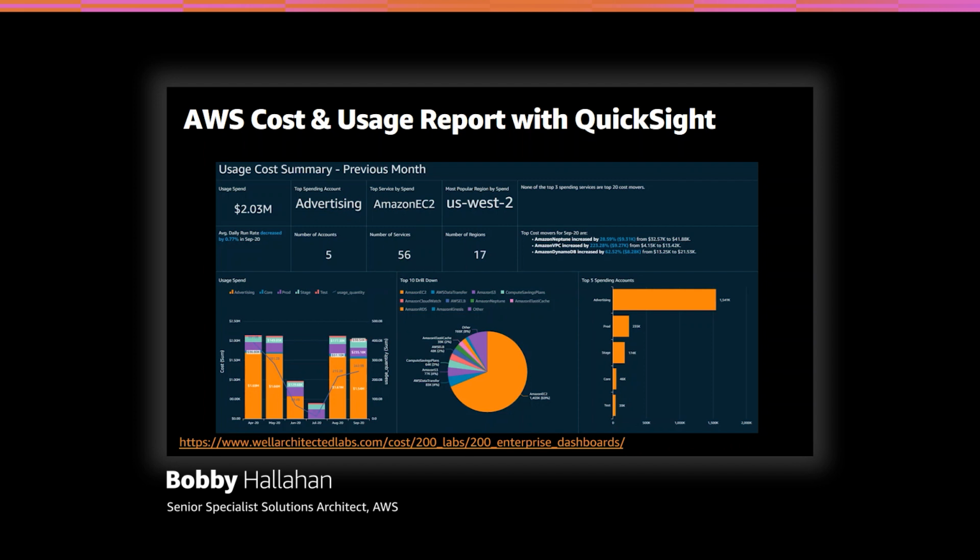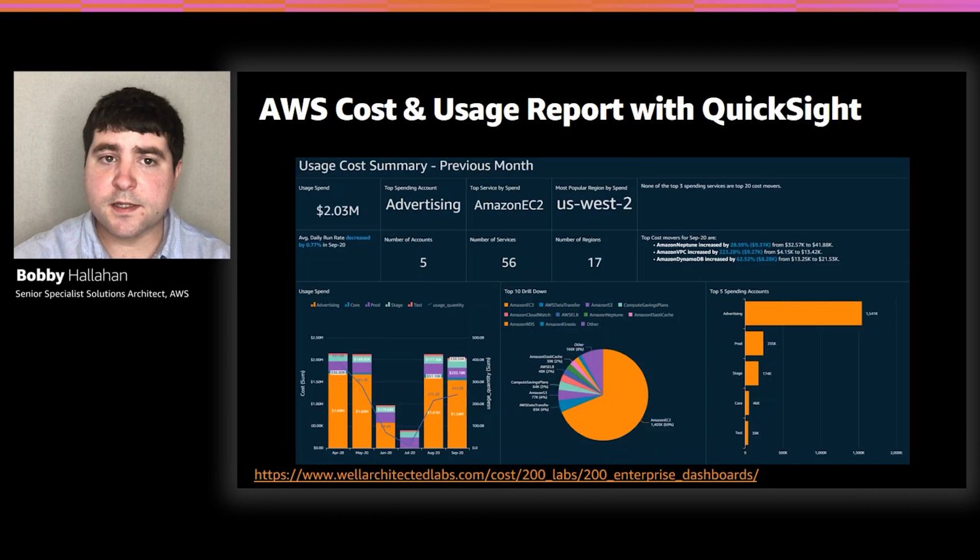We have a well-architected lab on building out enterprise dashboards for QuickSight with the AWS Cost and Usage Report. This is a pretty in-depth lab that walks through setting this up step by step and includes the pre-built dashboards. So once again, if you haven't set this up, or if this is a new topic to you, or for anyone that's getting started with cost management, this is a really great tool and can drive a lot of powerful cost insights.